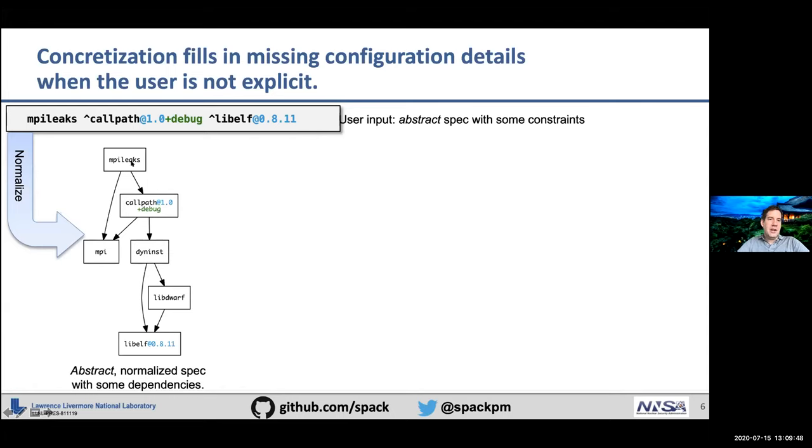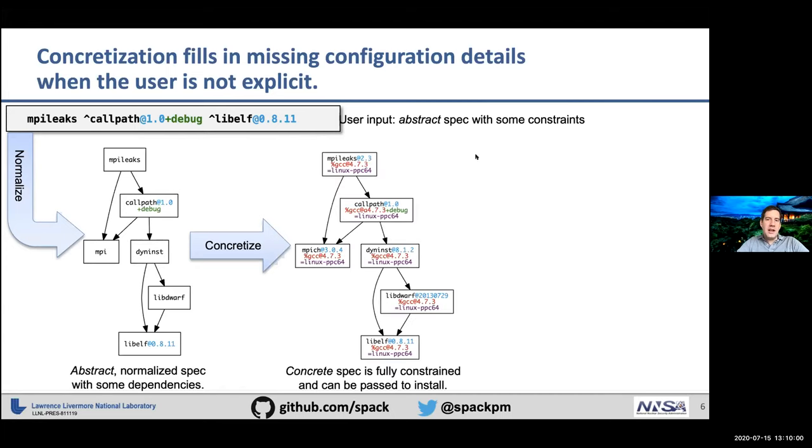And so this is MPILeaks, and you can see that the constraints from the spec have been put on the DAG, and we fleshed it out to include all the dependencies that we know about. As we do that, we then stick it in the concretizer, and that gives us a fully specced out graph. And so what you're seeing here is every compiler, every version, every option has been set in this DAG. And this is basically what is passed to the template to install.